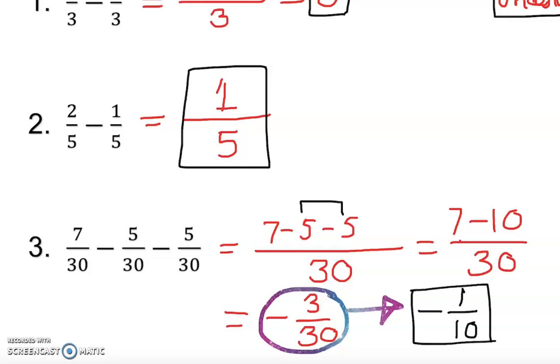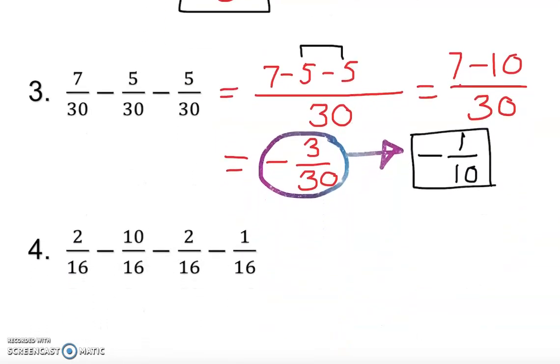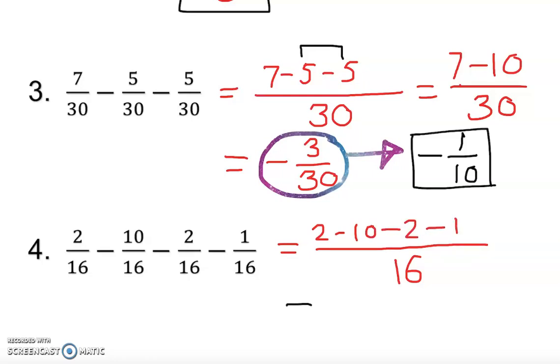Very good. I have one more here to go over. Clearly it doesn't have to be 2 fractions; it can be multiple fractions. I have the same denominator of 16, all of them like. So basically I am going to do 2 minus 10 minus 2 minus 1. You can do it mentally here. 2 is the only positive number, so I can just keep it like that.